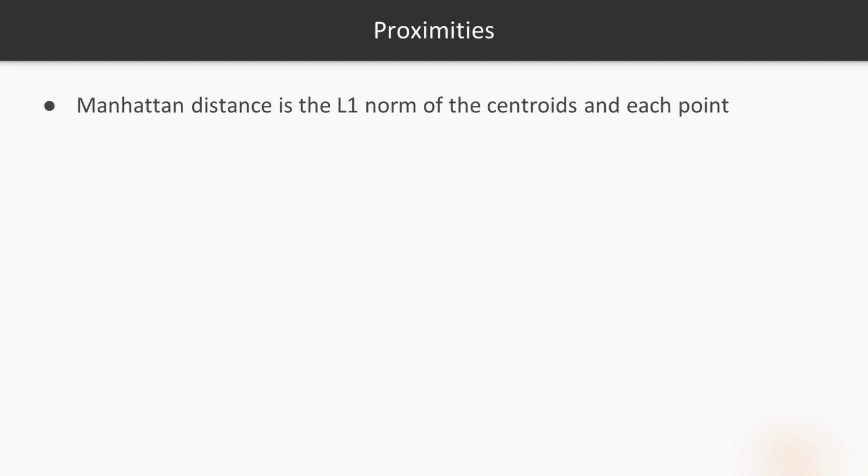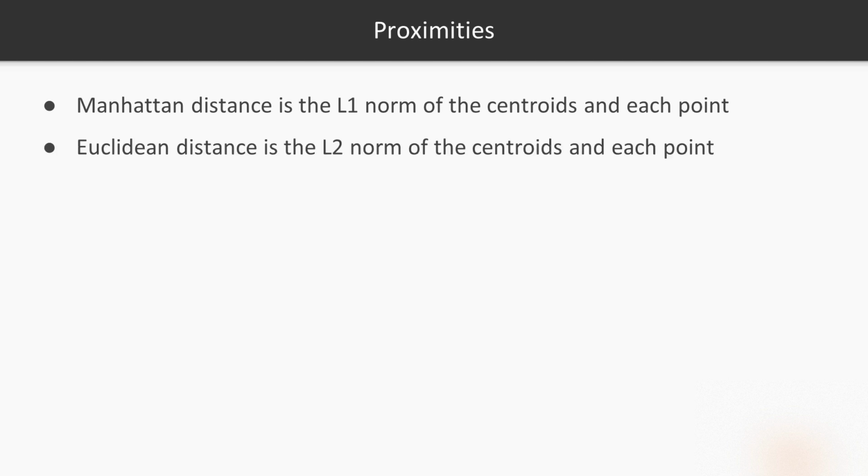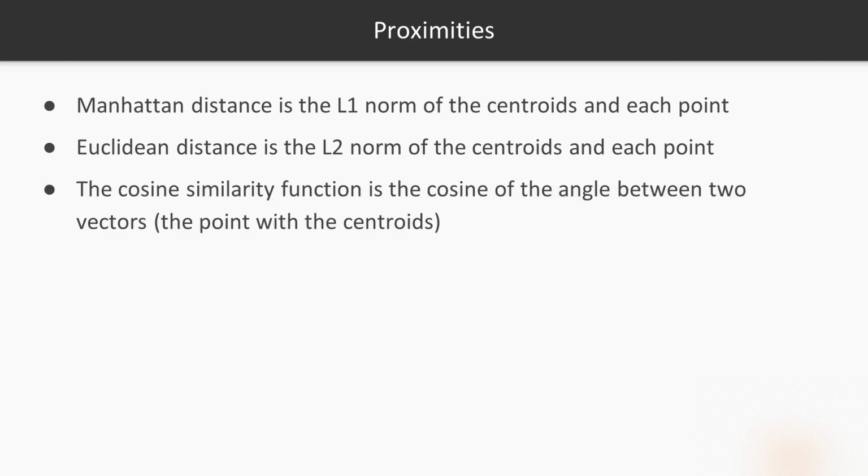In this slide, we overview several well-known proximity measures, such as the Manhattan distance, which is the L1 norm of the centroids and the point. Euclidean distance, which is the L2 norm of the centroids and each point. Cosine similarity function, which is the cosine of the angle between the point and the centroids.